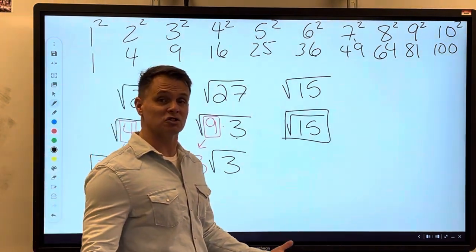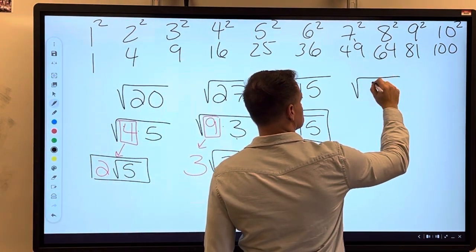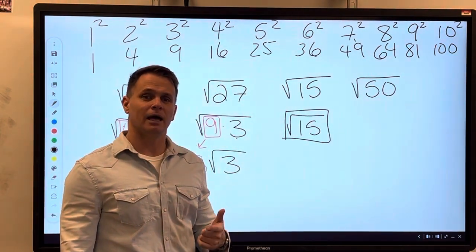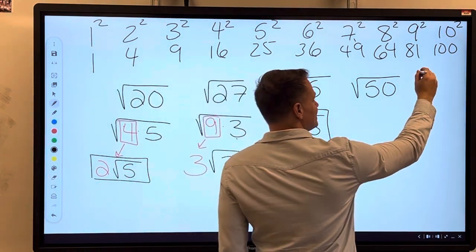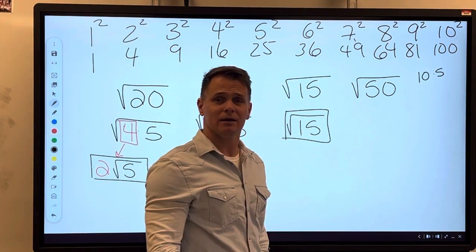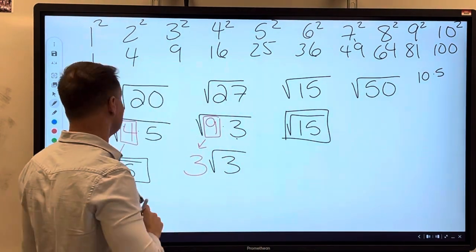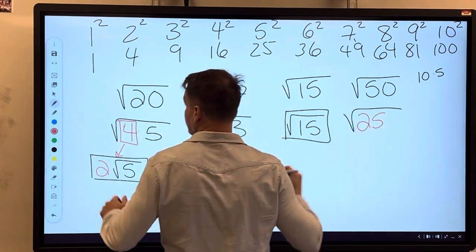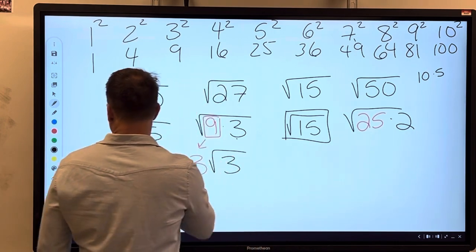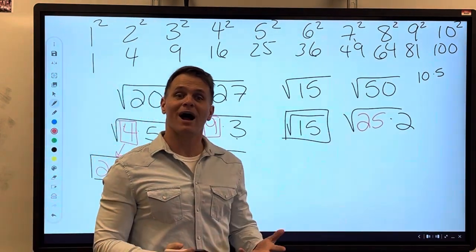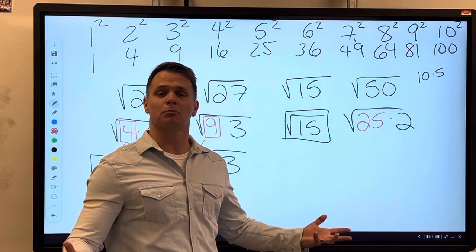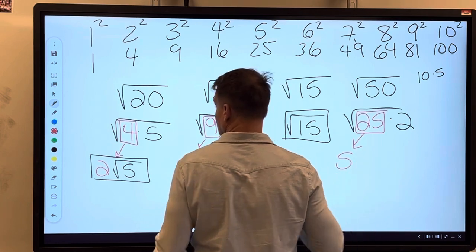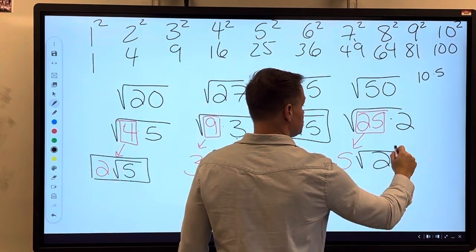Let's take a look at a number like the square root of 50. You think, what's the biggest perfect square factor that I multiply that could give me 50? Now, 10 times 5 is okay, but 25 times 2 is even better. Why 25? 25 is a perfect square. It's the biggest perfect square. So I'm going to write that square root of 25 is 5 times the square root of this 2 right here.